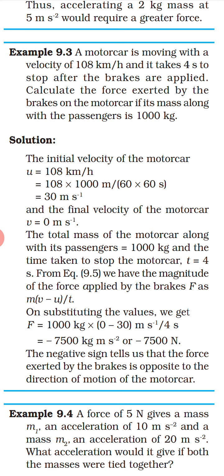If both the masses are tied together, it means both have to be added. If both are added, then it is 0.75 kg. So we have to find the acceleration. Acceleration is equal to F upon m. Putting the values, we will get 6.67 meters per second square.